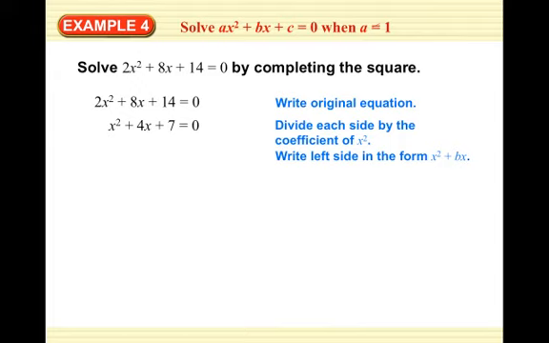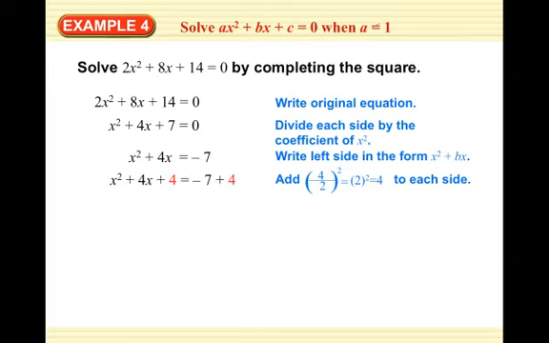So we're going to write the left side in the form x squared plus bx, so we're going to subtract this 7 over. So we have x squared plus 4x equals negative 7. Now we're going to actually complete the square by figuring out b over 2 squared. Well, b is 4, so we have 4 over 2 squared. 4 over 2 is 2. 2 squared is 4. So we add 4 to each side. So we have x squared plus 4x plus 4 equals negative 7 plus 4.